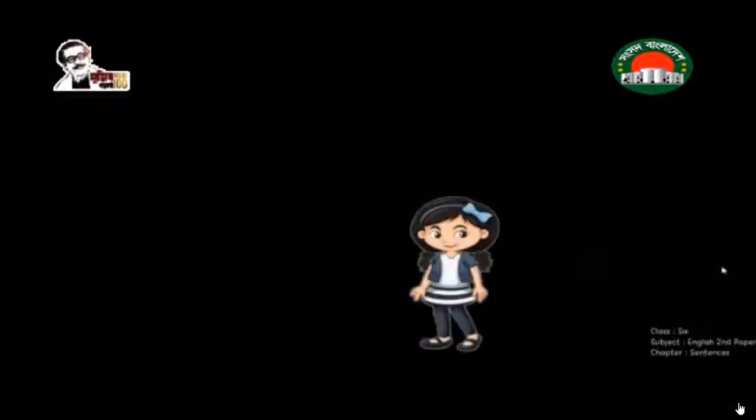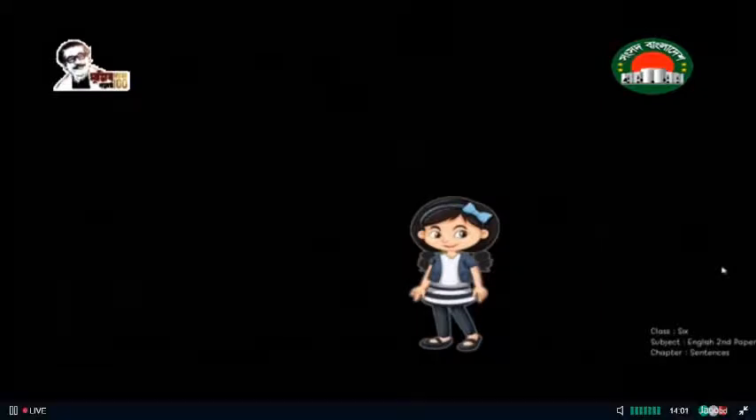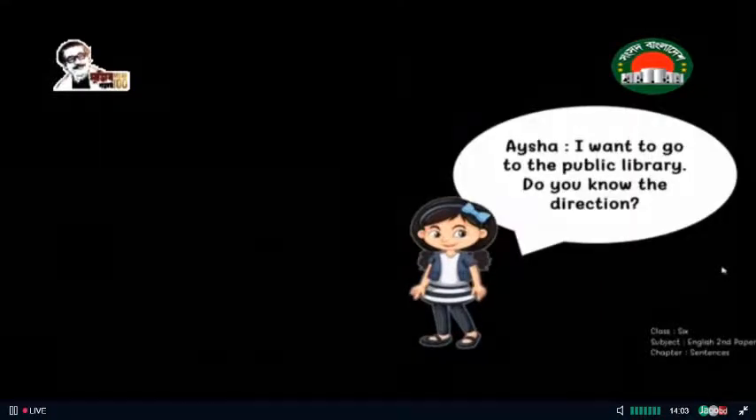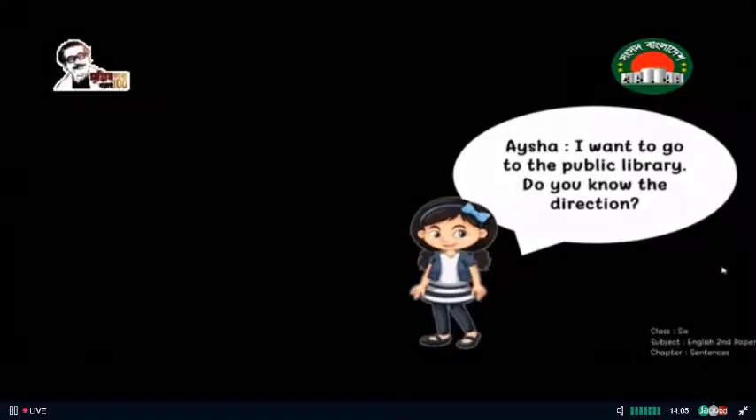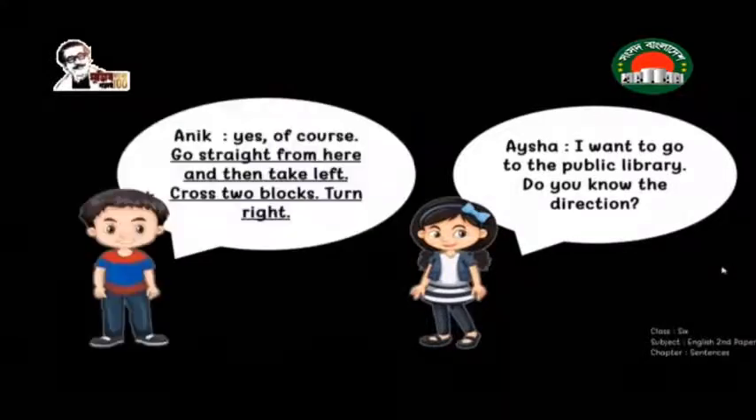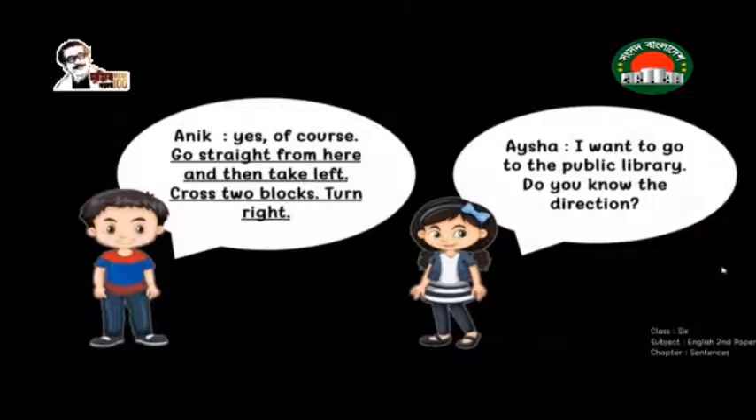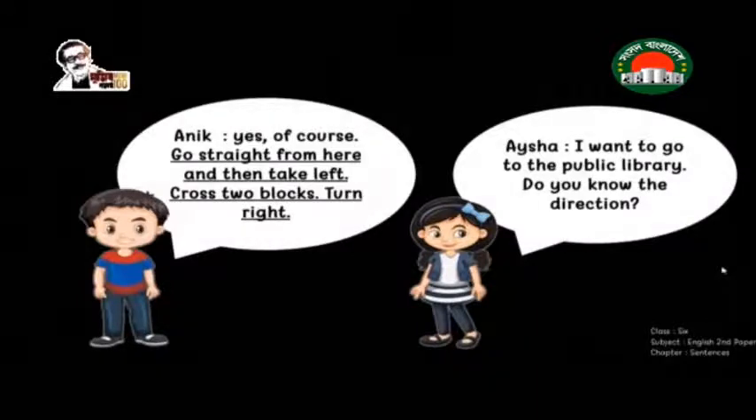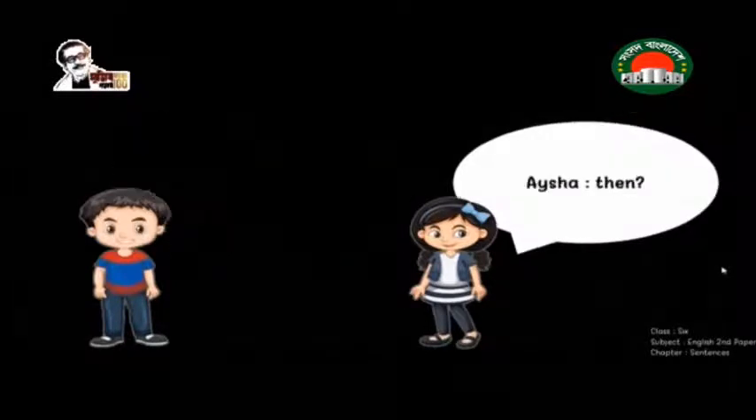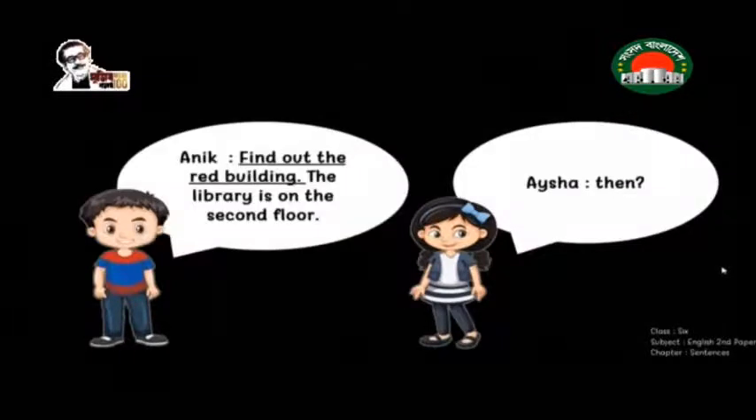Now listen carefully to what Onik and Aisha are talking about. I want to go to the public library. Do you know the direction? Yes, of course. Go straight from here and then take left. Cross 2 blocks, turn right, then find out the red building. The library is on the 2nd floor.